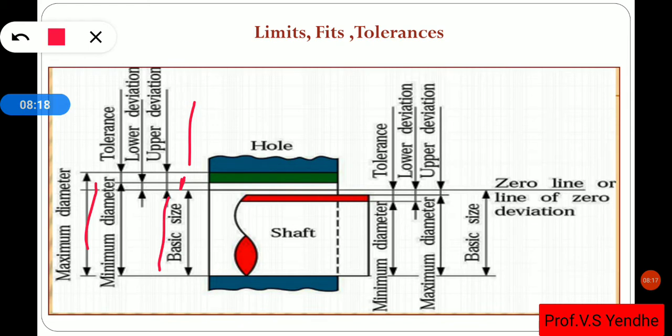Then similarly, the lower deviation, what is that? As we know, the basic size remains constant. For the difference, we are taking the minimum limit. This is the minimum diameter. So how can we define the lower deviation? It is the difference between the minimum limit and the basic size. Okay, so the zero line is also one of the components of this structure. It is the line representing the basic size.